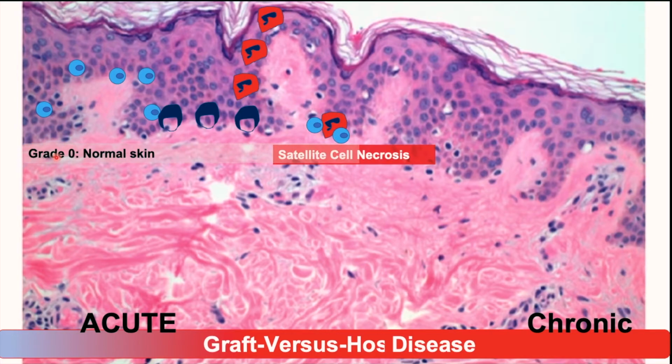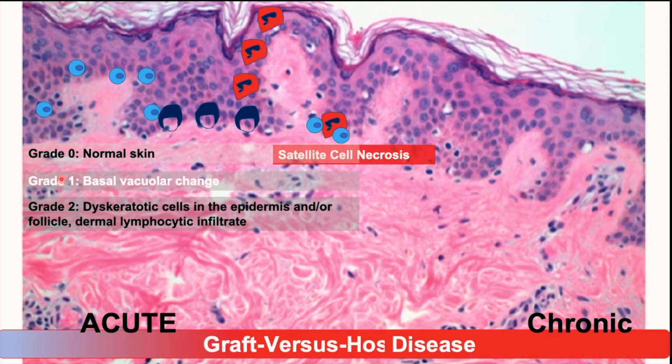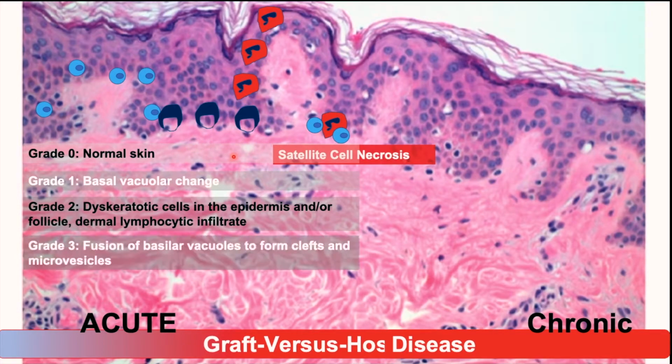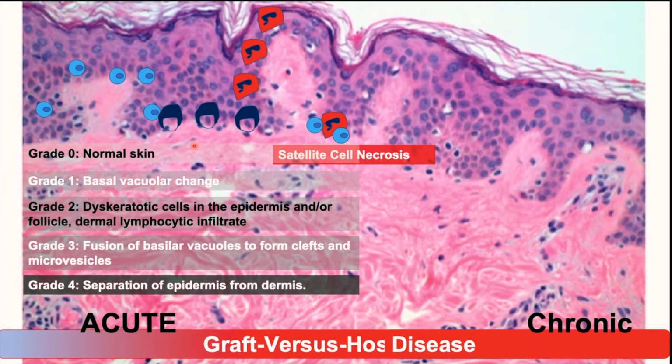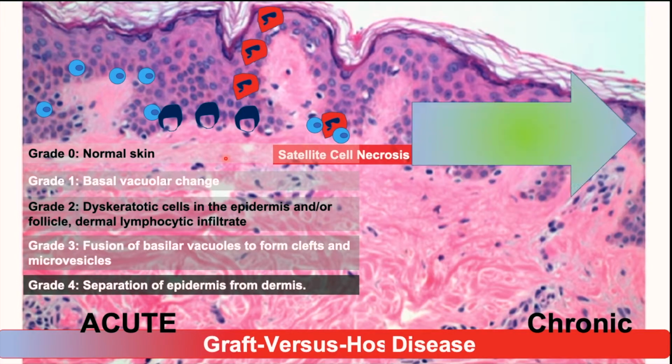For graft-versus-host disease grading, in grade 0, we see only normal skin. Grade 1, we see basal vacuolar change. In grade 2, we will see dyskeratotic cells in the epidermis and the follicles, along with dermal lymphocytic infiltrate. In grade 3, we will see the fusion of the basilar vacuolar changes to form a cleft and microvesicles. In grade 4, we will see the separation of the epidermis from the dermis.